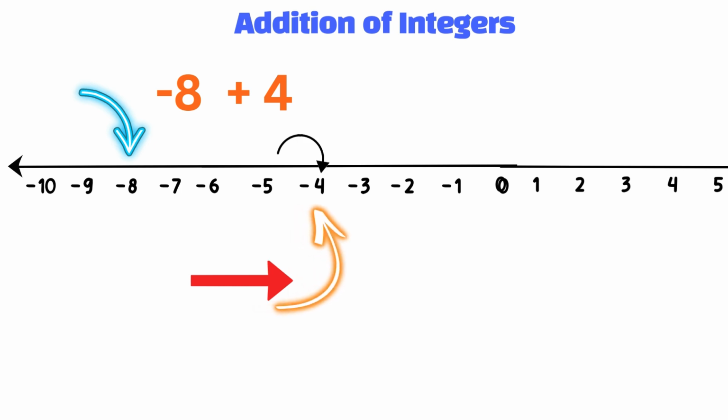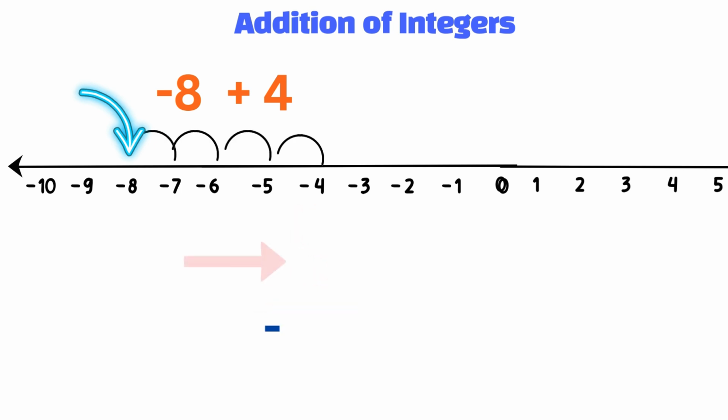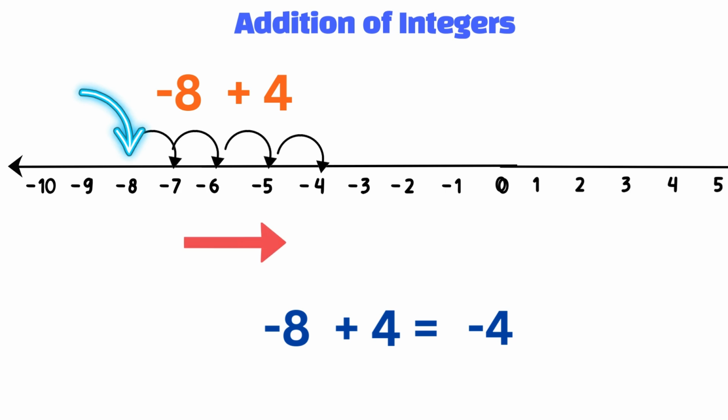So when we add 4 to minus 8, we go 4 steps right on the number line. And our answer is minus 4.